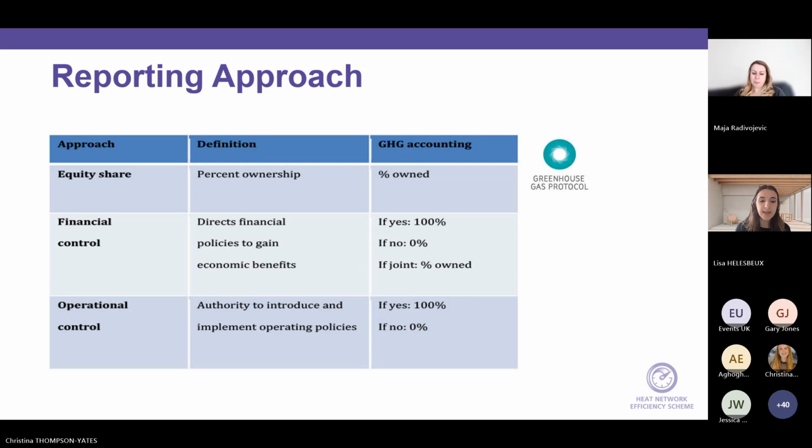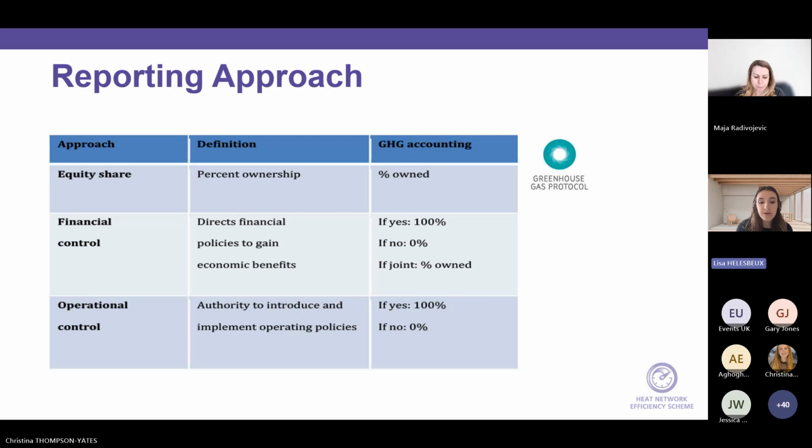rest. And the 2 alternative approaches are based on the level of control, because you can have an equity share in a business or an asset and yet have no financial or operational control over it. So when you do have control, whether it is financial or operational, that is often the preferred method for reporting.